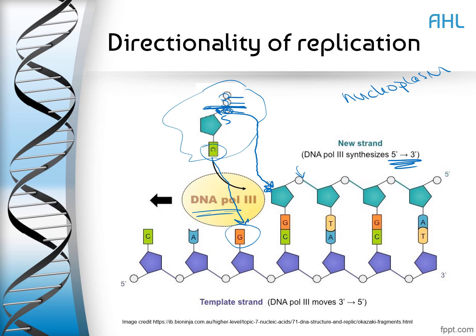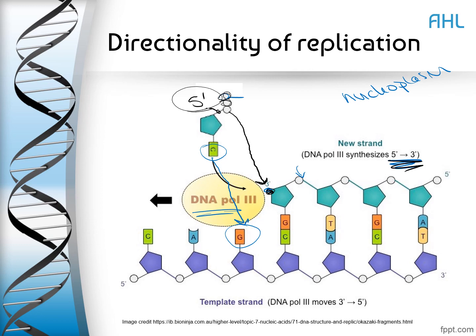Again, let me erase my scribbles so that we can see what's happening. Carbon number 3 is right here. Carbon number 5 is right here. We're going to take the phosphate groups of carbon number 5 and use that energy to glue the 5' end of the new nucleotide to the 3' end of the nucleotide that comes before it.